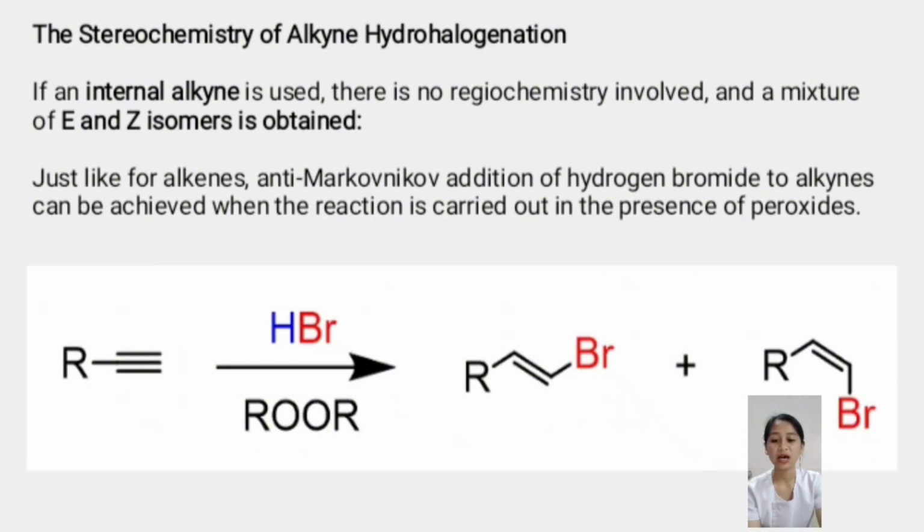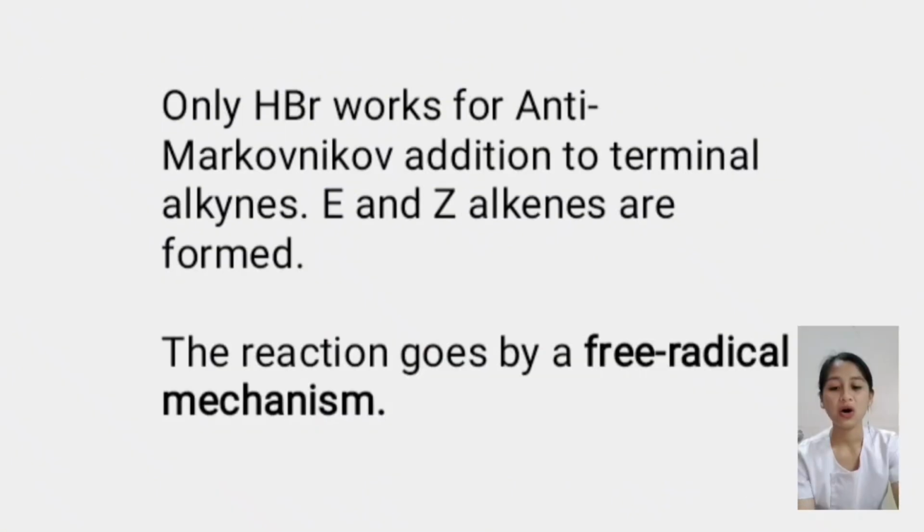If an internal alkyne is used, there is no stereochemistry involved and a mixture of E and Z isomers is obtained. Just like for alkenes, anti-Markovnikov addition of hydrogen bromide to alkynes can be achieved when the reaction is carried out in the presence of peroxides. Only HBr works for anti-Markovnikov addition to terminal alkynes. E and Z alkenes are formed. The reaction goes by a free radical mechanism.